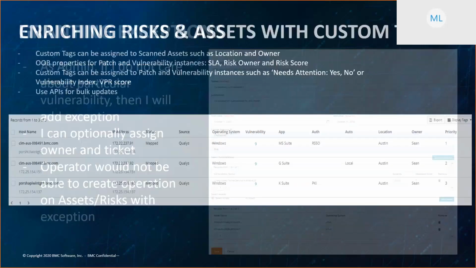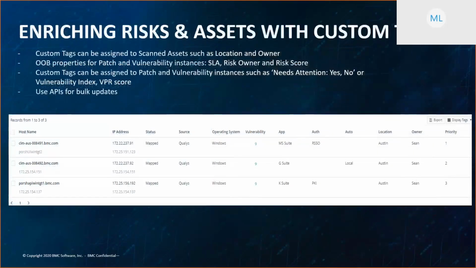The next one is enriching risk and assets with a custom tag. Another problem which a lot of users have observed is prioritizing the vulnerabilities based on the business context. For example, a server which is in a dev environment has less priority compared to the one which is in production environment. But how do I know that this asset is in development and the other one is in production?